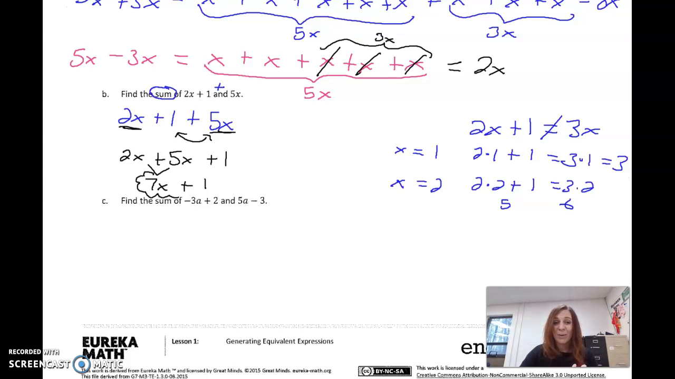Okay, and that's what's hard about this. It might be the hardest part, is because we want to write an answer. But remember, this whole lesson is on expressions. In expressions, we only get an answer if we know the value of the variable. Simplifying. Okay, now this one also says find the sum of negative 3a plus 2 and 5a minus 3. So I'm adding together negative 3a plus 2 and, so plus 5a minus 3.